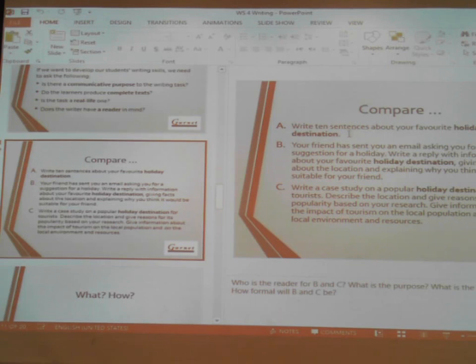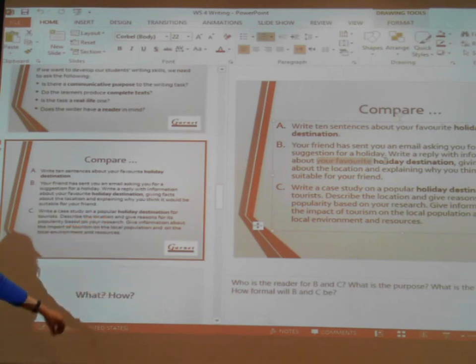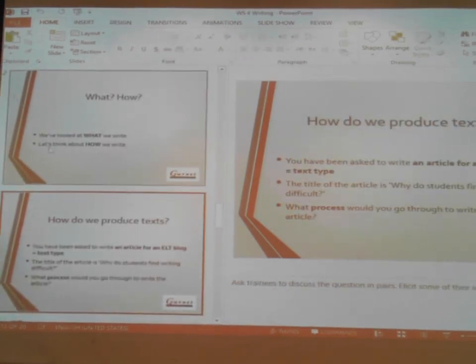They do fit. The first one is writing an email, but it has prerequisites to fulfill. And the third one is a case study. He told you up front it's a case study and it is a formal organization of a piece of writing. So we've looked at what we write. Now we need to look at how we write.